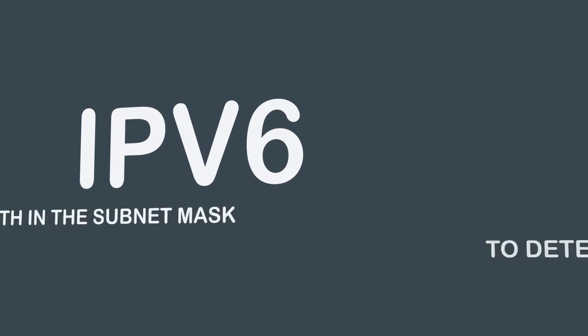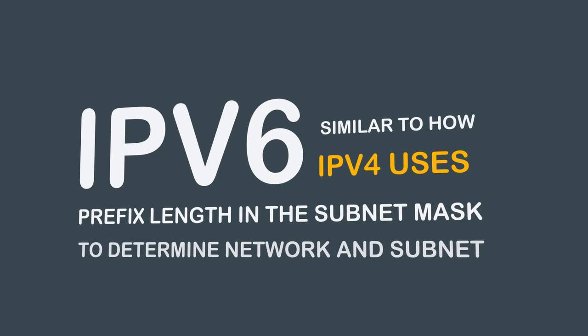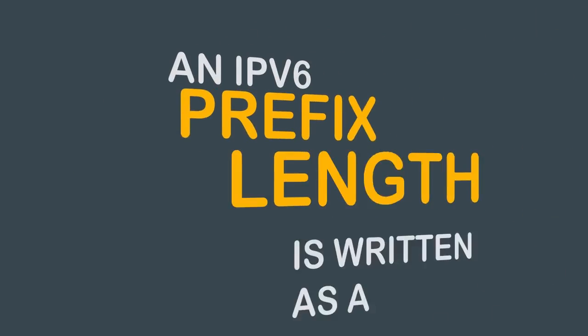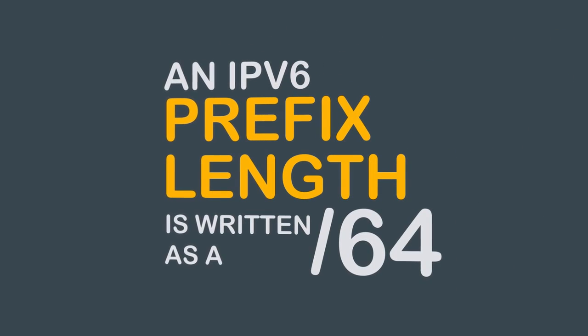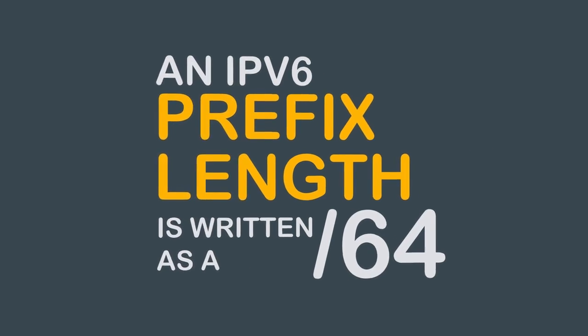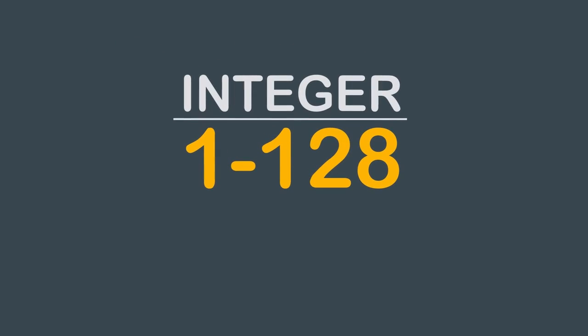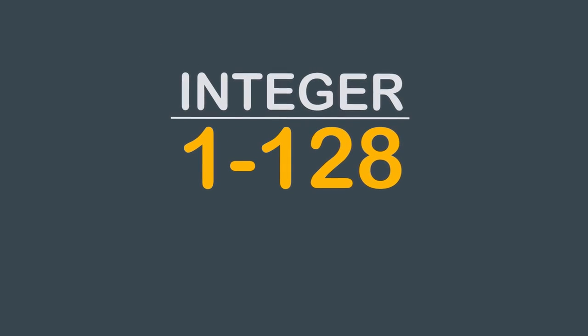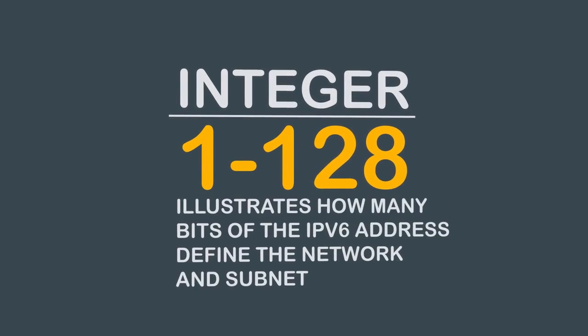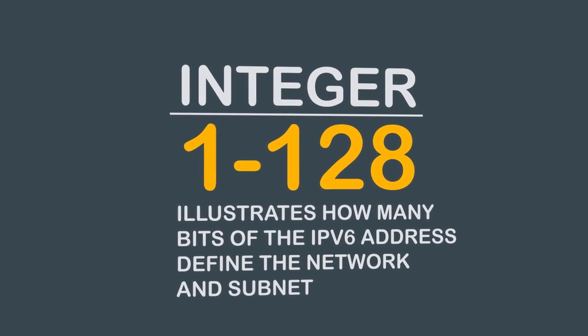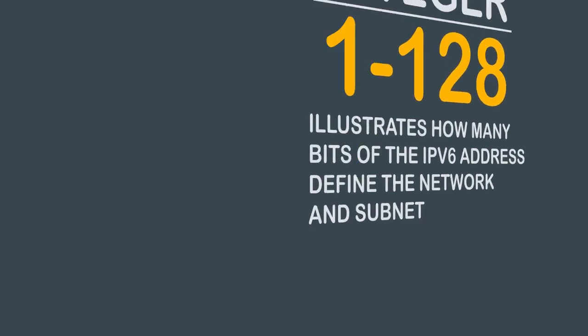IPv6 is similar to how IPv4 uses the prefix length in the subnet mask to determine network and subnet. An IPv6 prefix length is written as a slash followed by a decimal number. The prefix length, which will be an integer between 1 and 128, illustrates how many bits of the IPv6 address define the network and subnet. Here is an example of an IPv6 address including a prefix length.